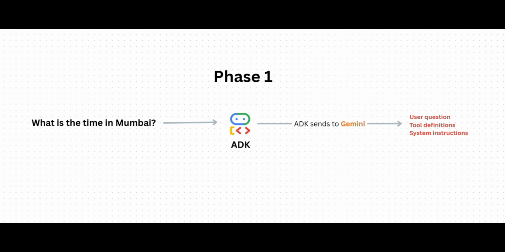Now here something very important happens. The agent does not just forward the raw question. It sends the request to the Gemini model along with the user question, tool definition, system instruction, and the context. So the model receives what the user asks, what tools are available, and how those tools can be used. This is very important because the model cannot call a tool unless it knows that tool exists.